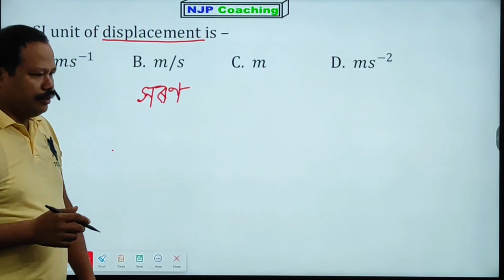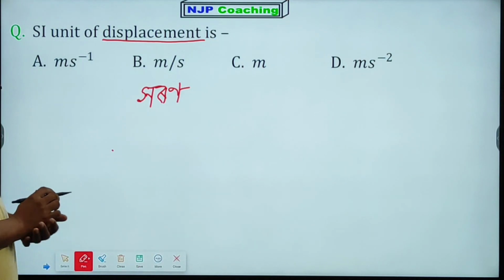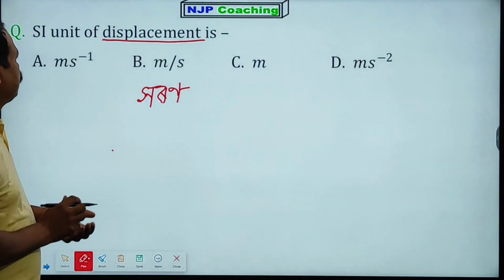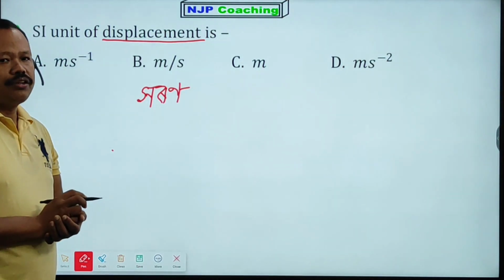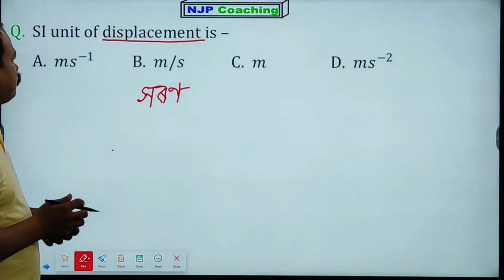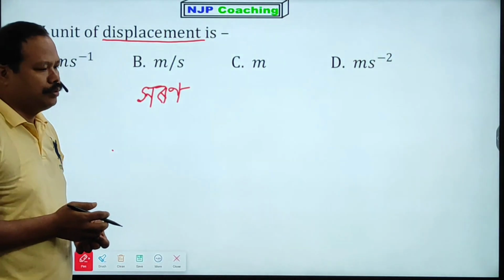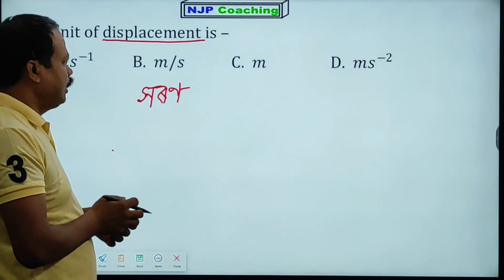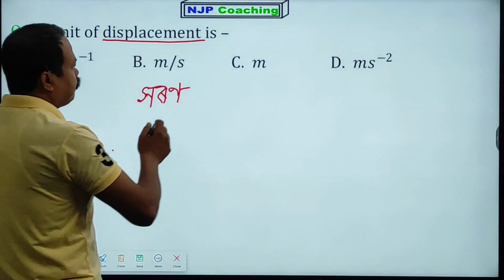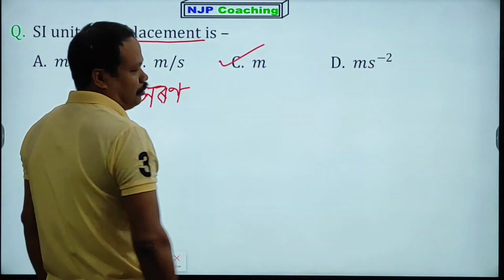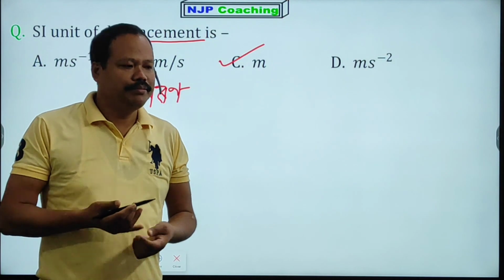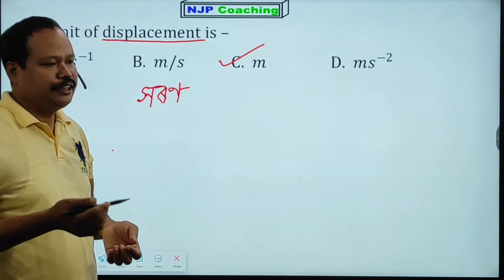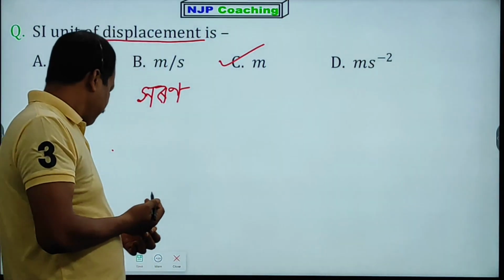Distance and displacement actually both are length only, but displacement is the shortest distance between the initial position and the final position. Anyway, this is also a length, so the SI unit of displacement is meter. It's a very simple question. The SI unit of distance is also meter, displacement is also meter.